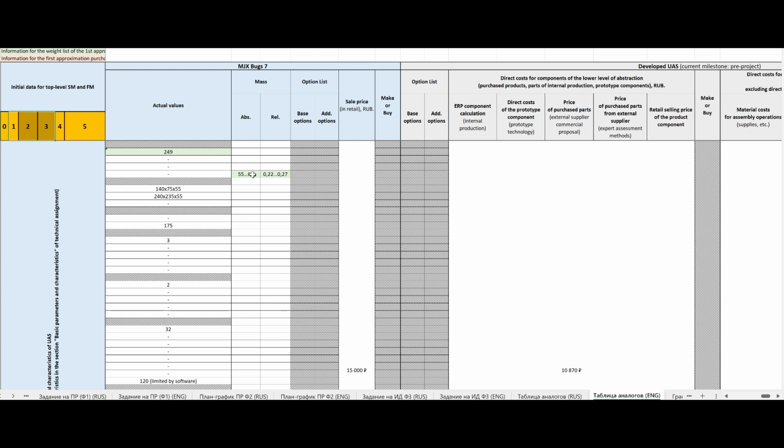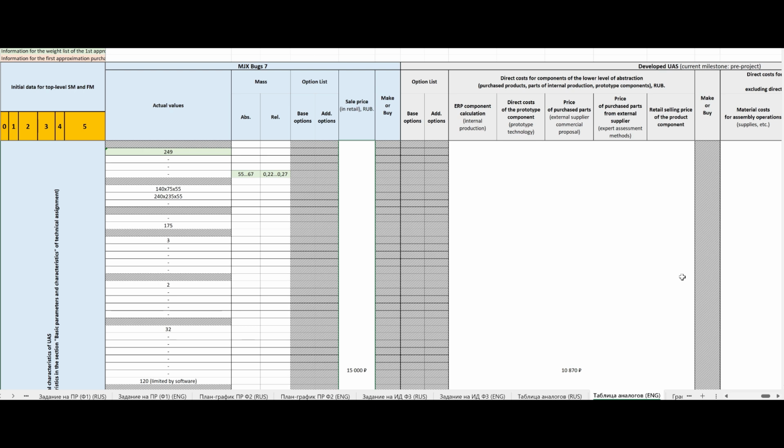It should be noted that for the closest analog, MGX Box 7, a similar logic of adding up the prices of components and obtaining the final value of 15,000 rubles in the column retail selling price of the product component will not work, since the retail price for the kit will obviously be lower than the sum of prices of components purchased separately from the same retail chain.